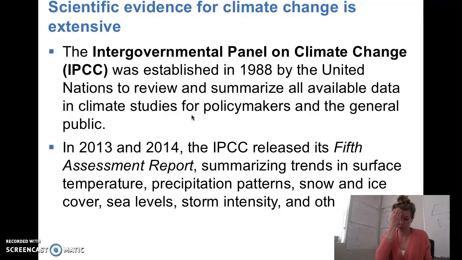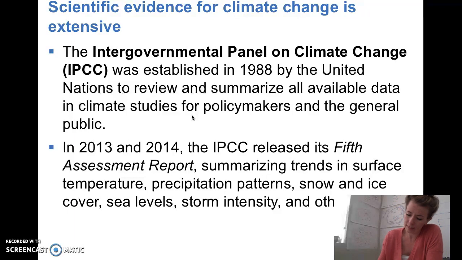So the evidence for climate change is extensive. If people say there's no evidence for climate change, that is not true. They are just not looking in the right places, which is everywhere. So we have this thing called the Intergovernmental Panel on Climate Change. IPCC is how we'll talk about it for the rest of the lesson. It was established in 1988 by the United Nations to review and summarize all available data in climate studies for policymakers and the general public. So basically, there's tons and tons of research happening for climate change, and the IPCC puts it all together, and it's a panel made up of policymakers and general public and scientists that are making decisions about these things.